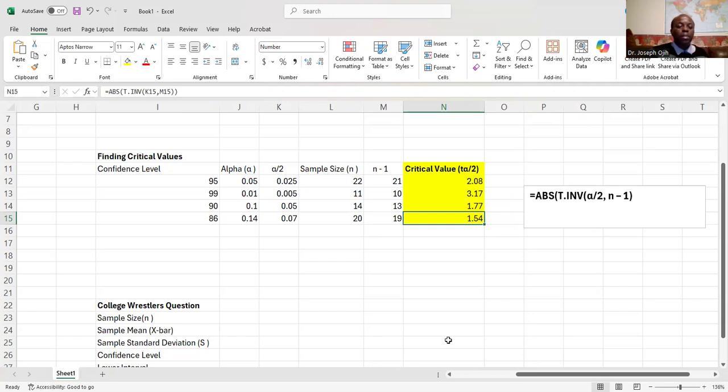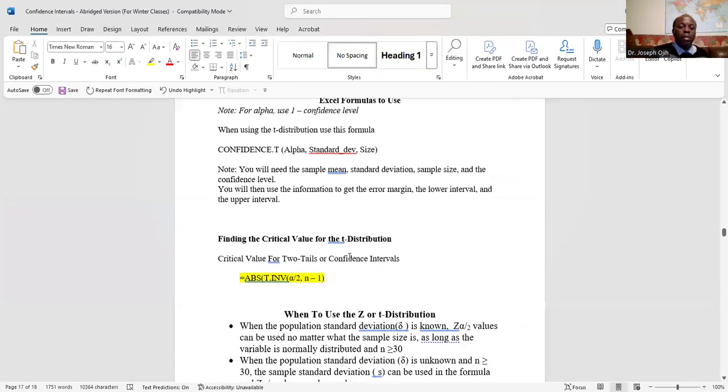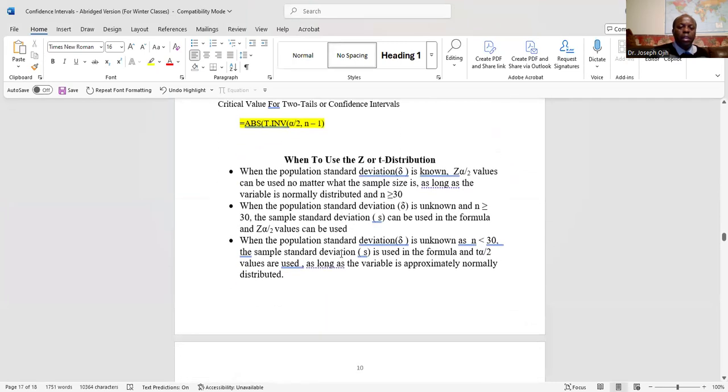Look at the question right here. It says that, before we do it, let's look at when to use Z and when to use T. I mean, a summary of that.